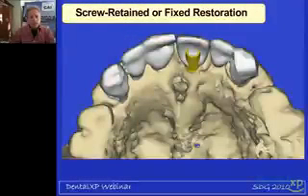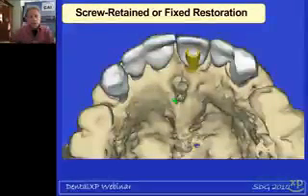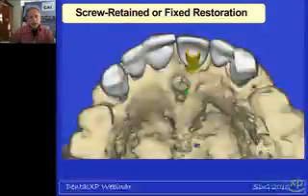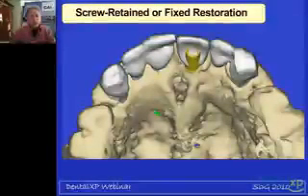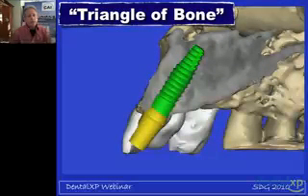In this case, we may elect to do a screw retained restoration. We may elect to do a cementable restoration. One of the things, of course, that we want to consider is the position of the incisal canal. And here we can see the incisal canal. We can see again the emergence profile now in the palatal. And so having these tools gives us the new paradigms to achieve consistent and predictable results.